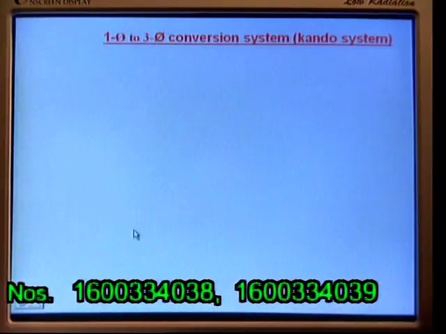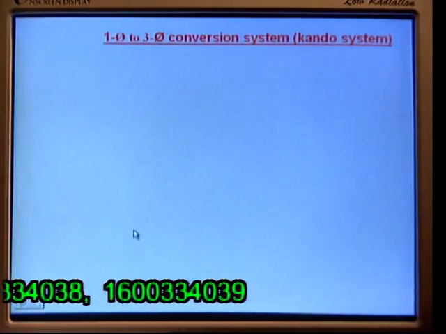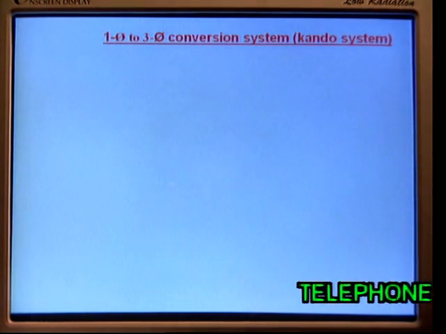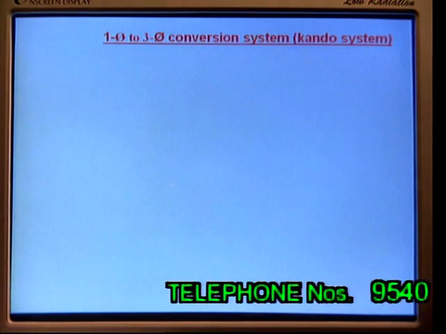Let us go to the 3-phase to single-phase to 3-phase conversion system, that is the Kando system. With 3-phase overhead lines, there is a problem at crossings, and we require 3 overhead lines. It can be reduced by the Kando system. Generally this system is used in local trains, you can observe.